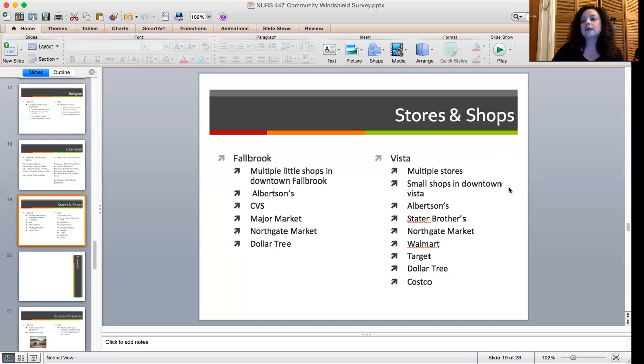In Vista, there were definitely multiple stores. They also have small shops in downtown Vista, such as in Fallbrook. Their stores included Albertsons, Stater Brothers, Northgate Market, Walmart, Target, Dollar Tree, and they also have a Costco.